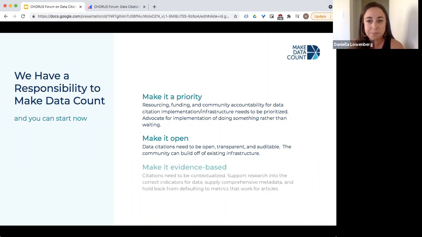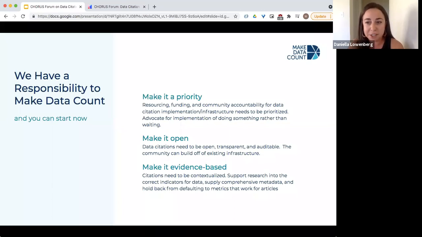Next slide. And lastly, we need to make it evidence-based. This is really just to reiterate what Dr. Haustein pointed out: citations need to be contextualized. We can all support this now by supplying better metadata around data that we're all supporting, at publishers, repositories, and within lab groups. But also, to make it evidence-based, funders should be looking into further investments in research around these topic areas. Dr. Haustein and her team are one of very few spending time looking into this, and there should be a lot more so that we can make this move quicker.